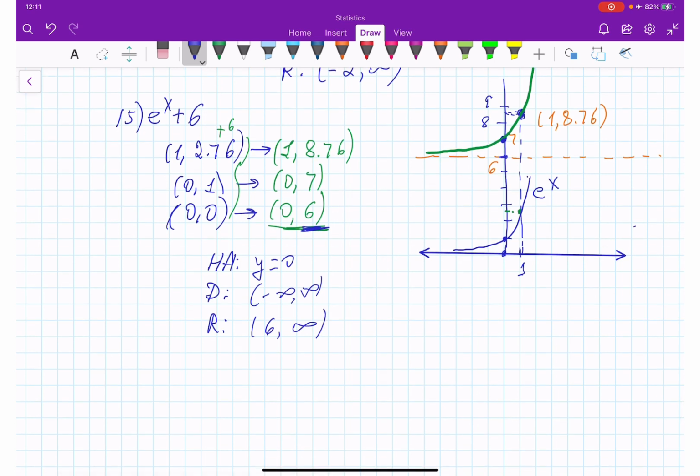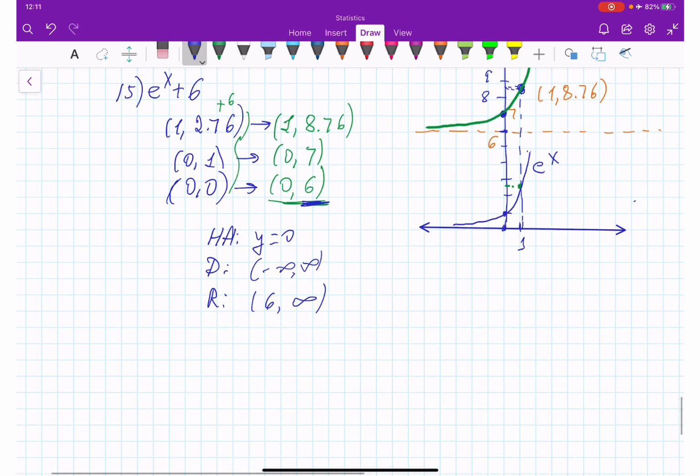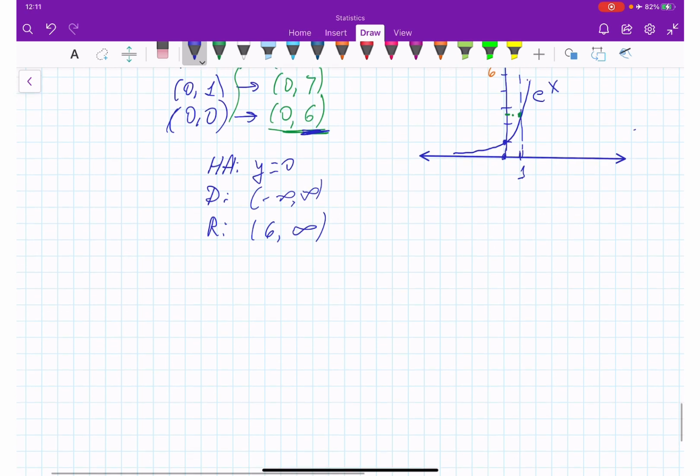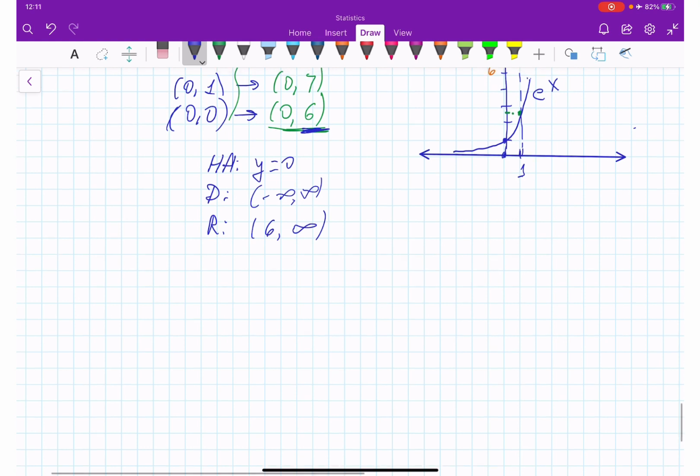Question number 16. I have 4 more questions to cover, and it's going to be the same e, but it's going to be everything shifting horizontally, shifting vertically. It's going to be fun.